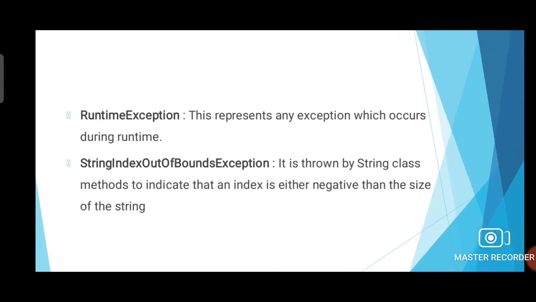String index out of bound exception. In a string, individual elements are accessed with the help of an index. When we try to access an element, if the index is invalid, that is, if the element for the particular index is not available or the index is not available for the particular string, these kinds of exceptions can be mentioned.